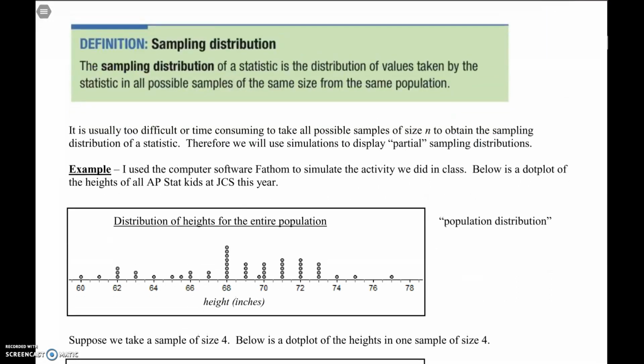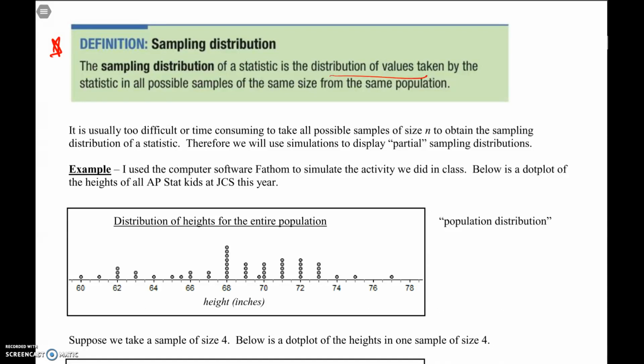So what is a sampling distribution? This is the important topic. This is the focus of this chapter. The sampling distribution of a statistic is the distribution of values taken by that statistic in all possible samples of the same size from the same population. So I don't know, pause the video and read it 2 or 3 times and try to think about it. But basically, the sampling distribution of a statistic is the distribution of values of that statistic taken in all possible samples of the same size from the same population.